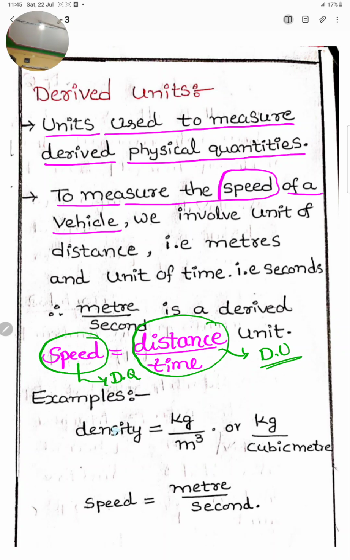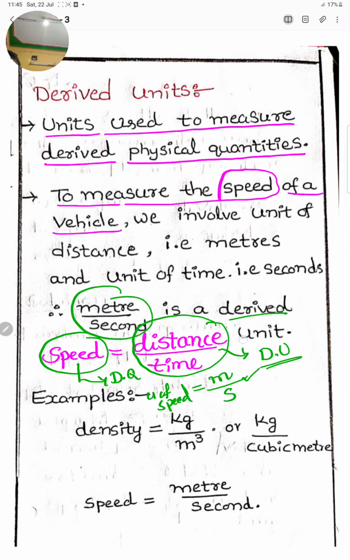Next example. See here, what is the unit of speed here? The unit of distance is the meter. The unit of time is the second. Means the unit of speed is equal to meter by second. Meter by second is a derived unit. Speed is a derived quantity. That's why here meter by second is a derived unit.